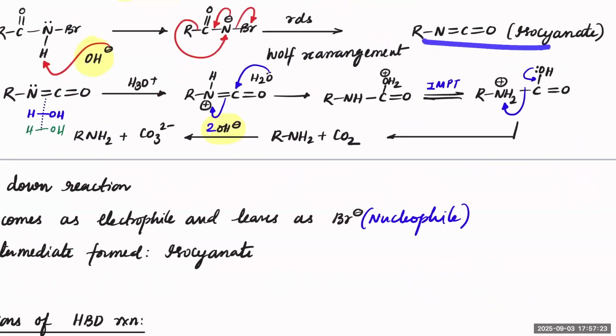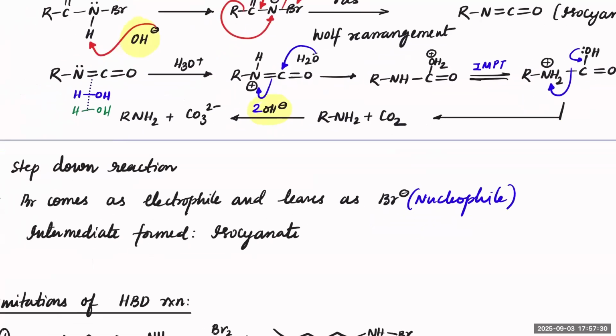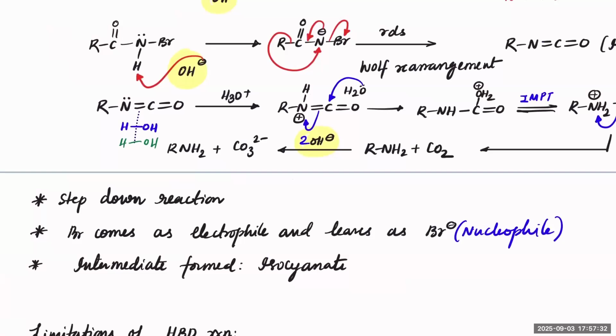Due to Wolff rearrangement, I will get isocyanate. This product is called isocyanate. Once you get isocyanate, on hydrolysis, all you need to do is give the hydrogen side to nitrogen, and the OH side to carbon. So this side you will get RNH2 that will be separated out. And this side you will get carbonic acid which will be separated out.